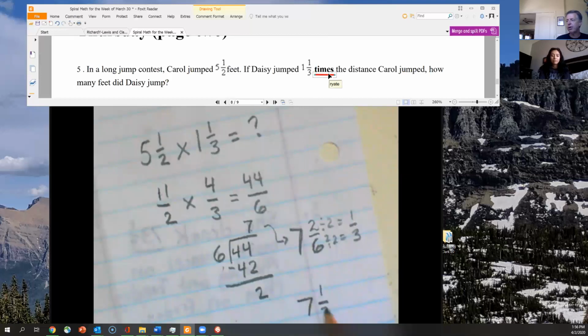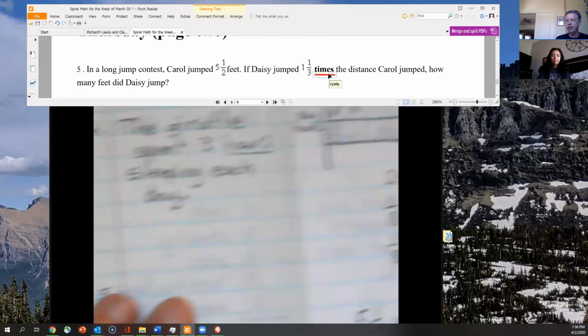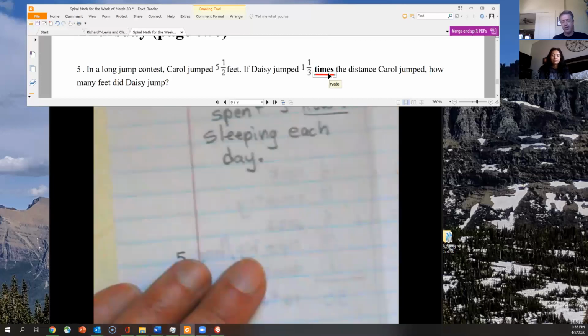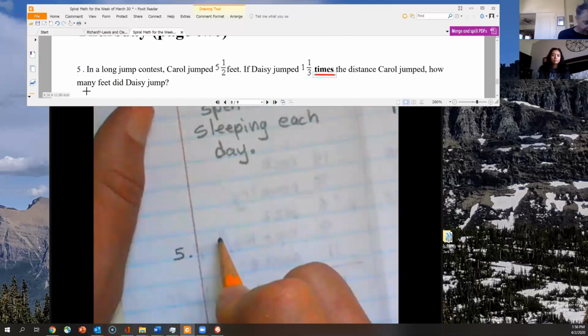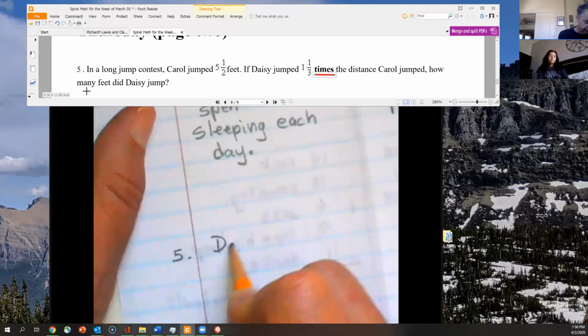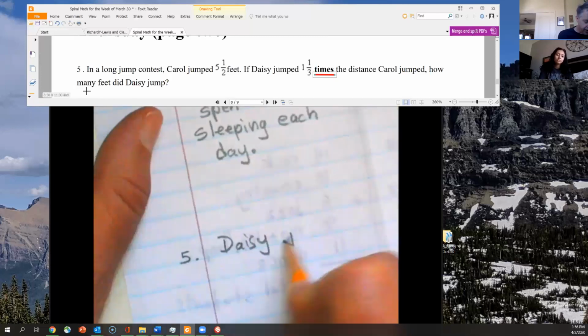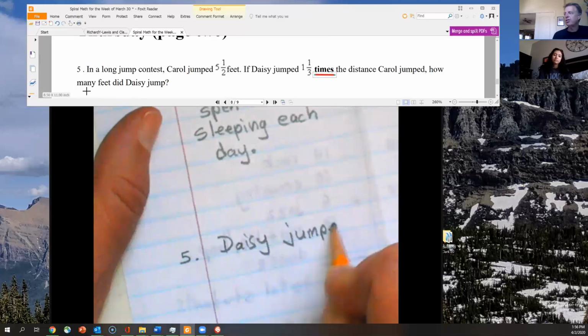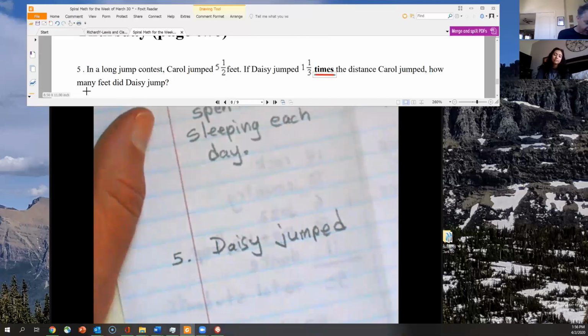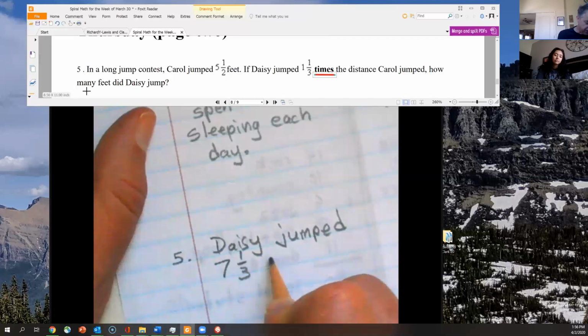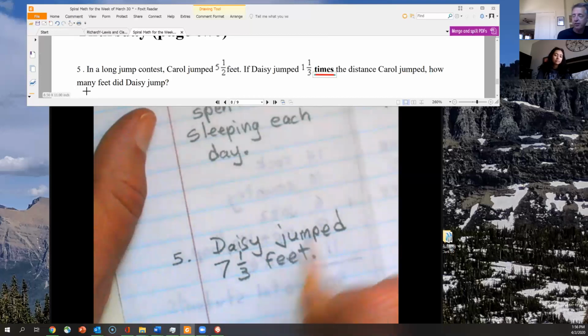I'm going to take that 7 1/3 and move it over here and put it into an answer sentence. And please make sure you have an answer sentence. So I'm going to read it again. How many feet did Daisy jump? Not a hard answer sentence to make. Daisy jumped. And I do want the name here because since there's Daisy and Carol, if you just say she, you won't know which one is which. So make sure you use Daisy. And Daisy jumped 7 1/3 feet. Making sure you have the word jumped and feet in there is critical.